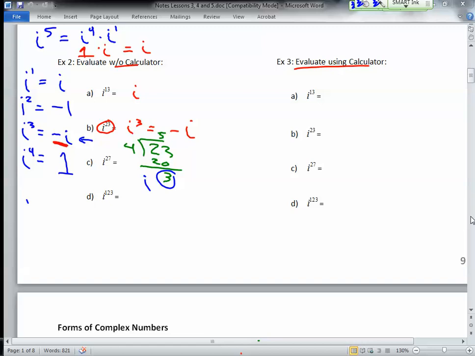All right. So I could do the same thing down here for I to the 123rd. That would be 4 into 123. How many times is that going to go? It's going to go 30 times because that'll give me 120. So 30 times 4 is 120. Now I figure out what my remainder is, which is 3. It's going to be the same thing as I to the third, and that is equal to negative I.